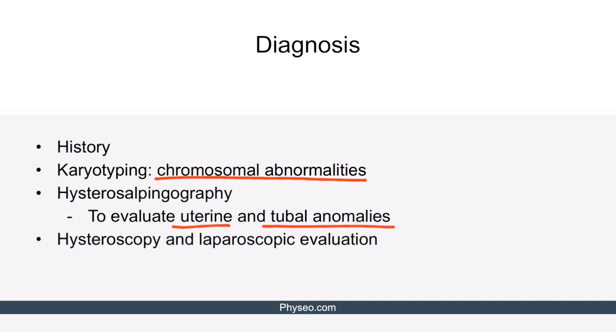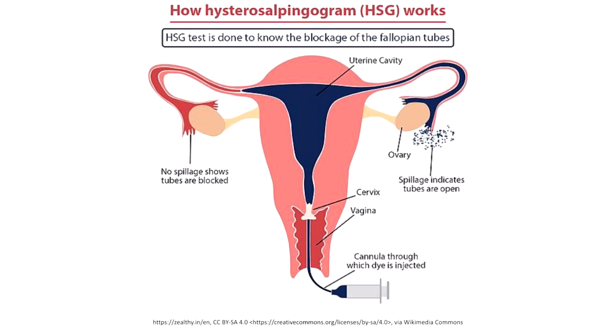Hysteroscopy is the standard test performed for direct visualization of the inner lining of the uterine cavity, cervix, vagina, and fallopian tube openings. Hysteroscopy, however, cannot detect the external abnormalities of the uterus, for which a laparoscopic evaluation is required. Here's an illustration that explains how the hysterosalpingogram works.